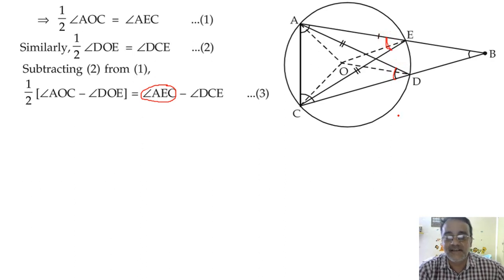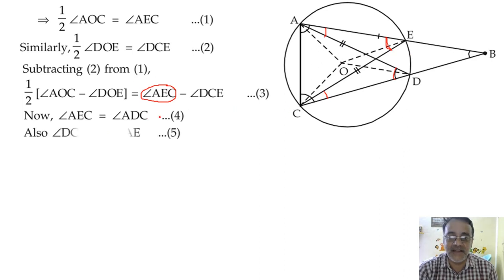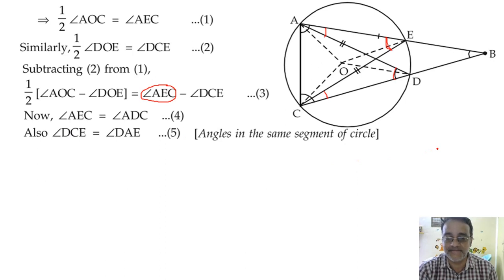Angles in the same segment. Very good. Similarly, these two angles are also equal. Okay, so we'll take these two. First, angle AEC is equal to angle ADC. The second one, angle DCE is equal to angle DAE. Let it be equation number 4 and equation number 5. The reason is angles in the same segment of a circle are equal.